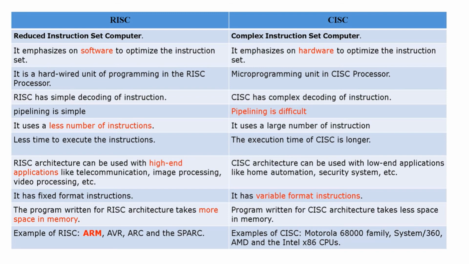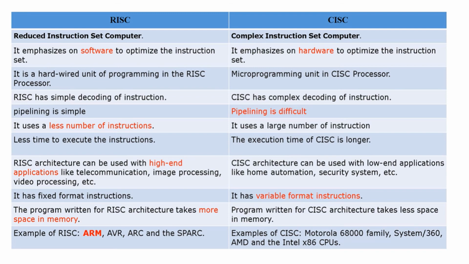RISC has simple pipelining, but in CISC pipelining is difficult. RISC is used with a smaller number of instructions. That's why it is called a reduced instruction set computer. CISC has a large number of instructions. In RISC, less time is needed to execute an instruction, but CISC is longer. The RISC architecture can be used in high-end applications, mainly telecommunication, image processing and video processing. CISC architecture can be used for low-end applications like home automation, security systems, etc.